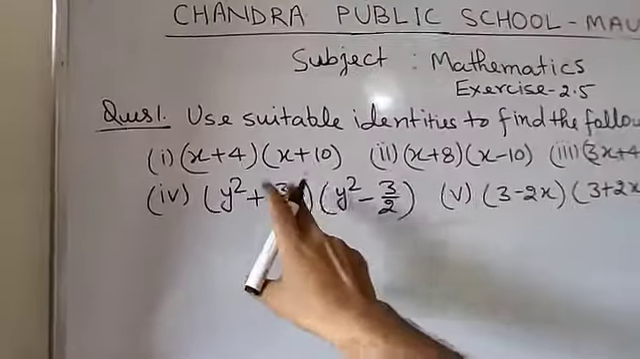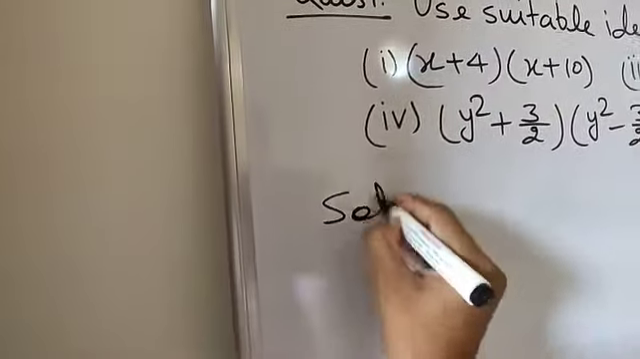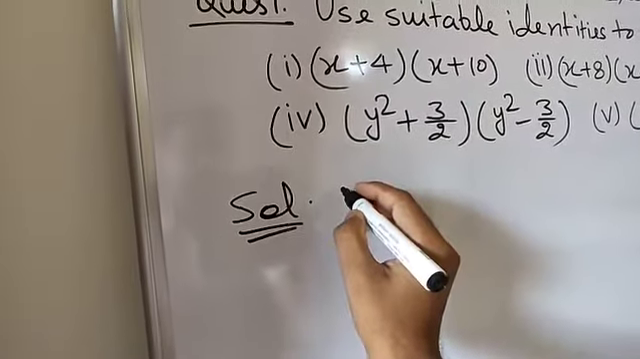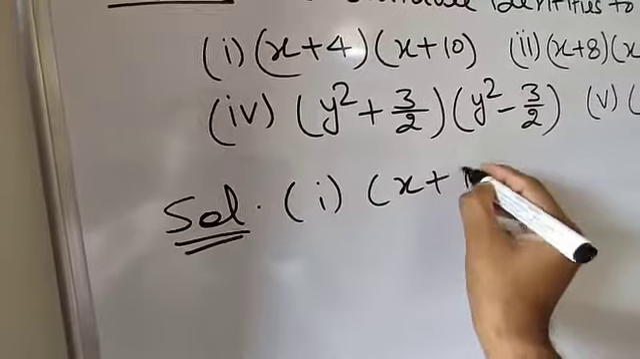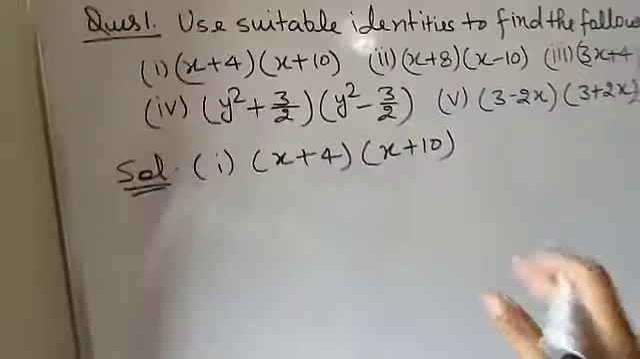Here I have written question number 1, 5 parts are there. I am going to give the solution of some of the parts, and whatever parts I leave, you need to solve by yourself. Now I am going to explain the first part, that is given (x + 4)(x + 10). You need to find the product.